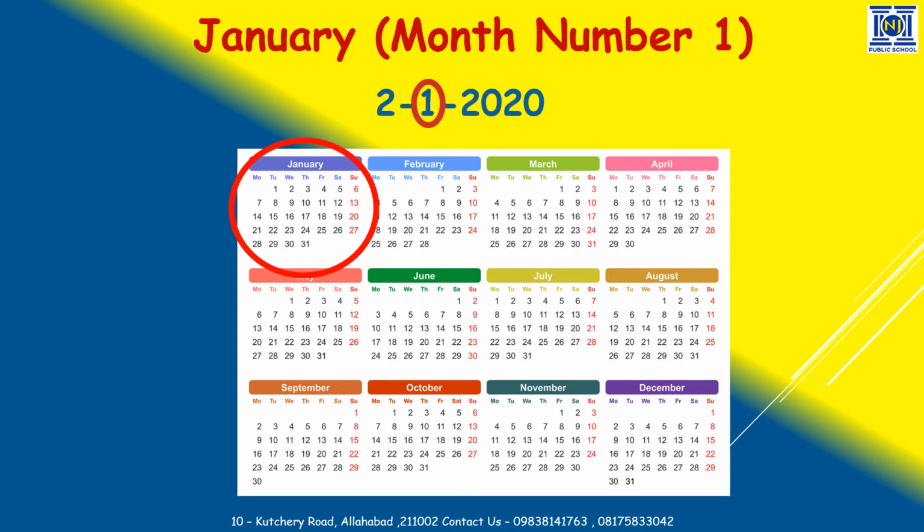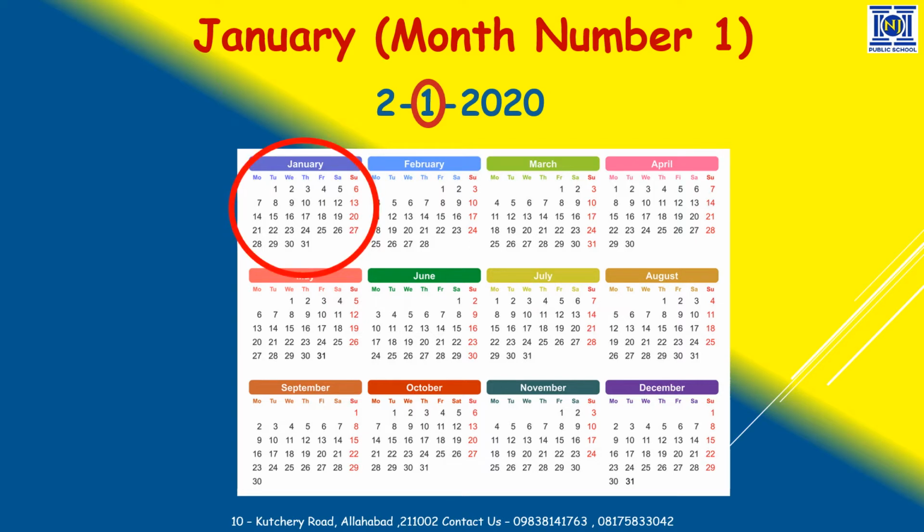Children, can you see it over here? I have written a date. The date is 2/1/2020. I have encircled 1. What does this mean? This means that the date which I have written is for the month of January. It is read as 2nd January 2020. Yes, 2nd January 2020.